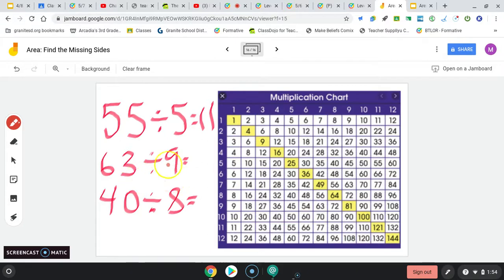Okay, 63 divided by 9. You're going to find your 9 row, and then find 63 as your product. Here it is, and then see what it lines up with, 4 or 7. Okay, so 63 divided by 9 is 7. Okay, and then 40 divided by 8, you're going to find your 8 row, find 40, and then see what it lines up with, 4, 5.